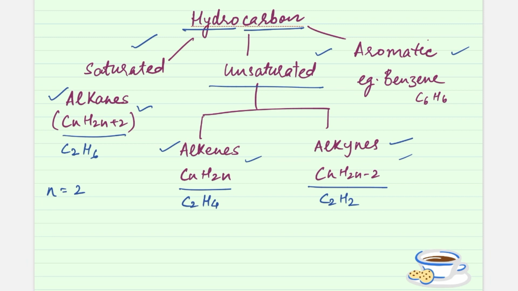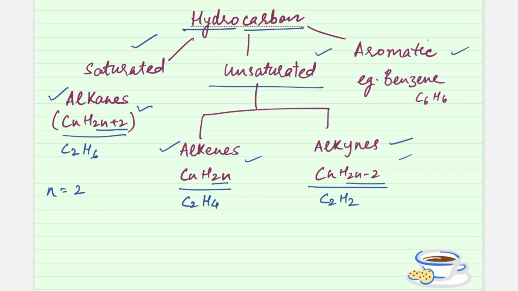From the general formula also it is evident. Here the number of hydrogen atoms is 2n plus 2 in case of alkanes. In case of alkenes, the number of hydrogen atoms is 2n, 2 less than the alkanes. Again in alkynes, the number of hydrogen atoms is 2n minus 2, 2 less than the alkenes, or 4 less than the alkanes. So the number of hydrogen atoms is decreasing, whereas the number of carbon atoms is the same.